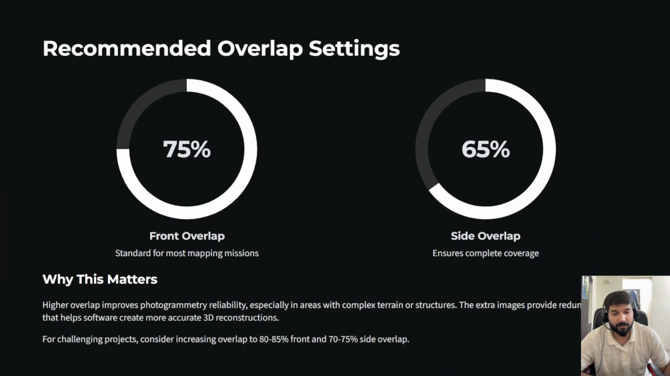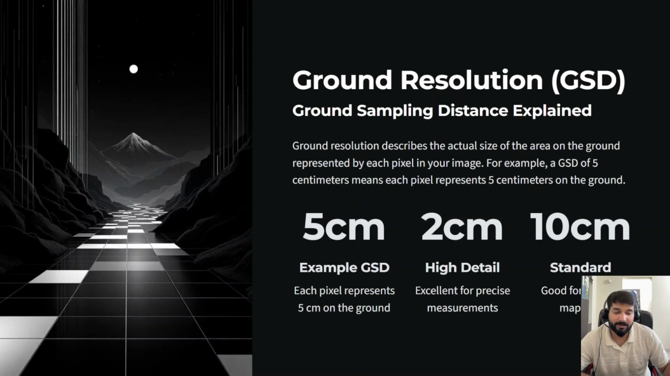Typical mapping missions use around 70 to 80% front overlap and 60 to 70% side overlap. However, higher overlap generally improves the reliability of the photogrammetry process, especially in areas with complex terrain or structures. Now let's discuss ground resolution, also known as ground sampling distance or GSD.